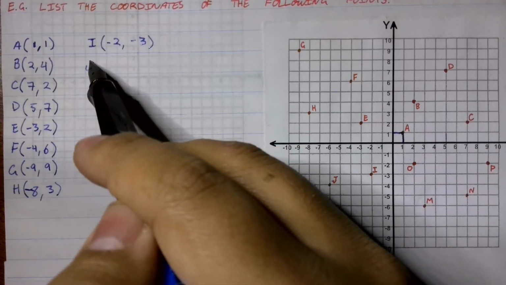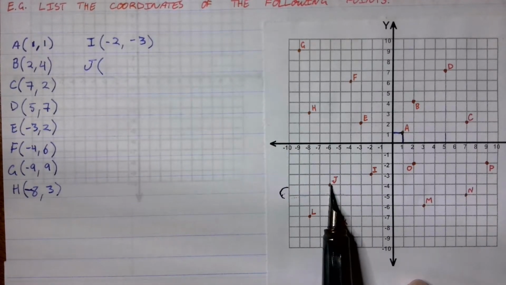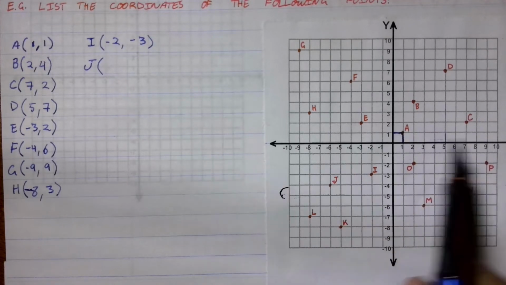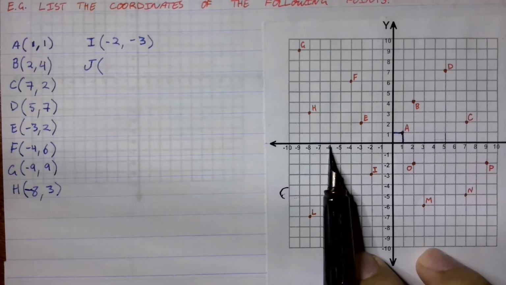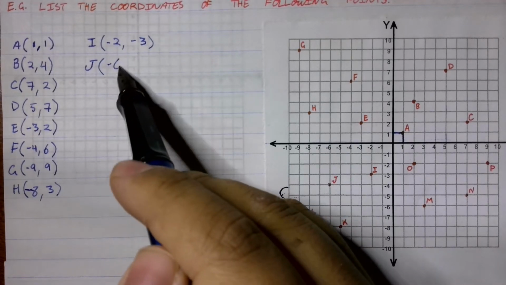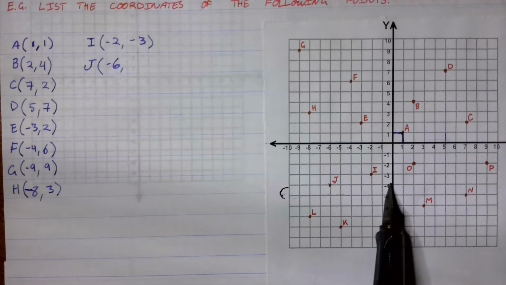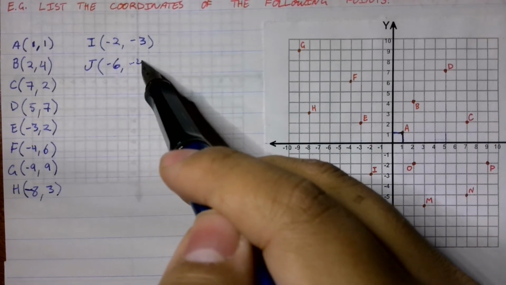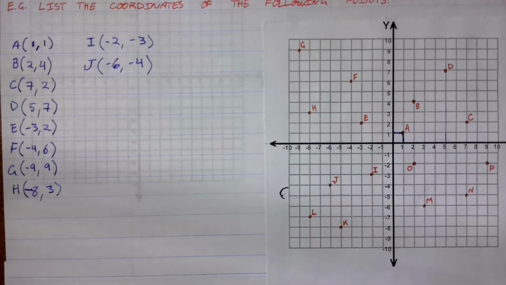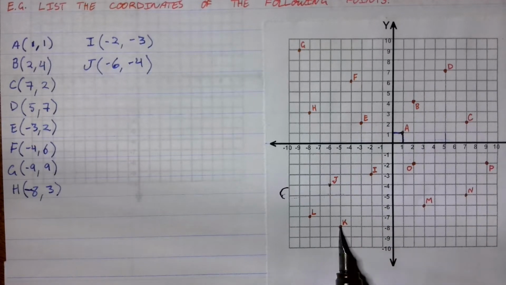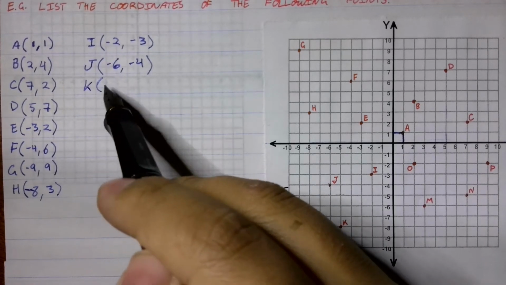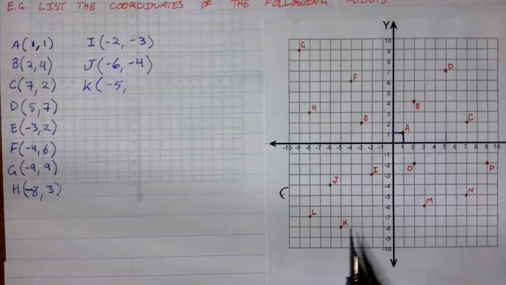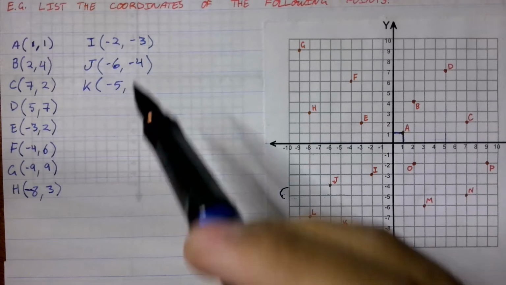Letter J, we should always do the x-axis first, so we match it here. So J is -6, -4. All right, we're getting this done. K is -5. Whoops, what the letter? -5, -8.